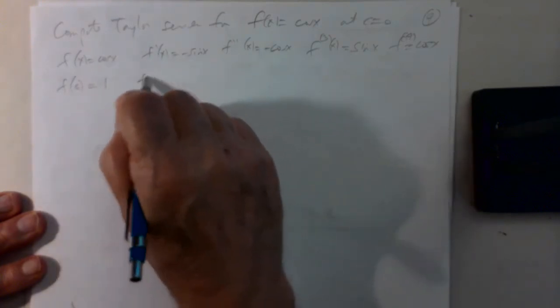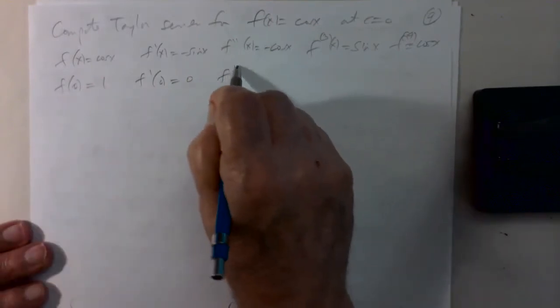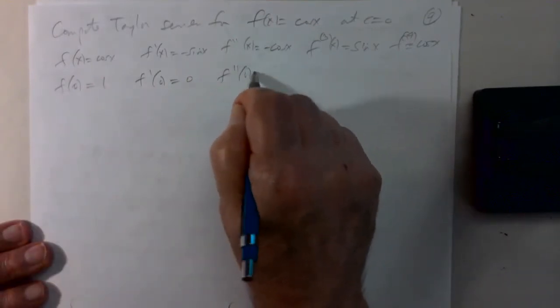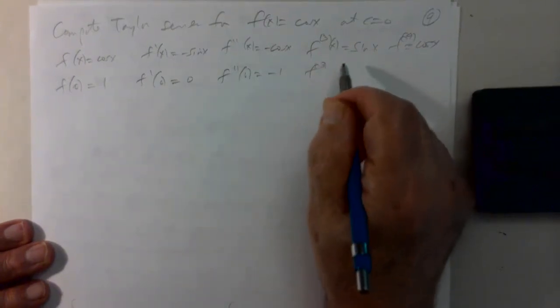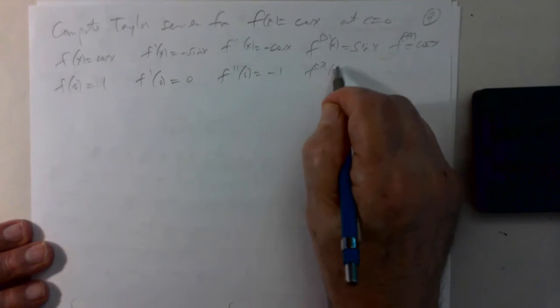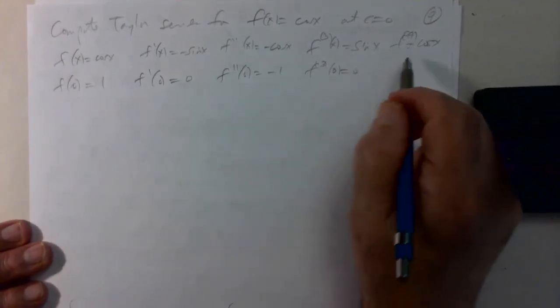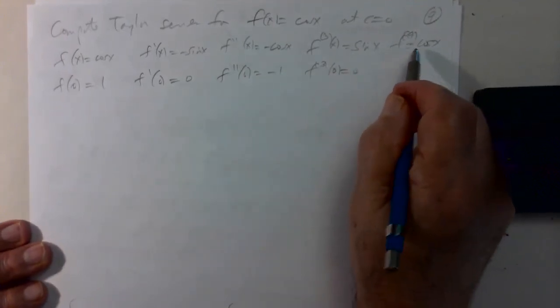What are the values at 0? Cosine of 0 is 1. Sine of 0 is 0. Minus the cosine of 0 is minus 1. Sine of 0 is 0. Fourth derivative at 0 again will be 1.